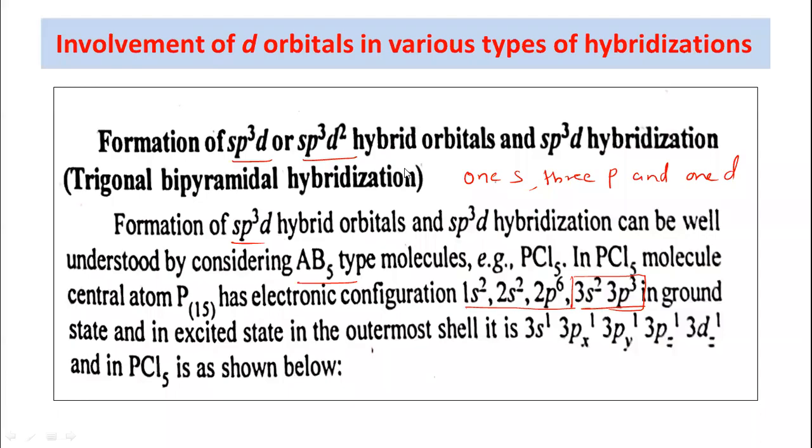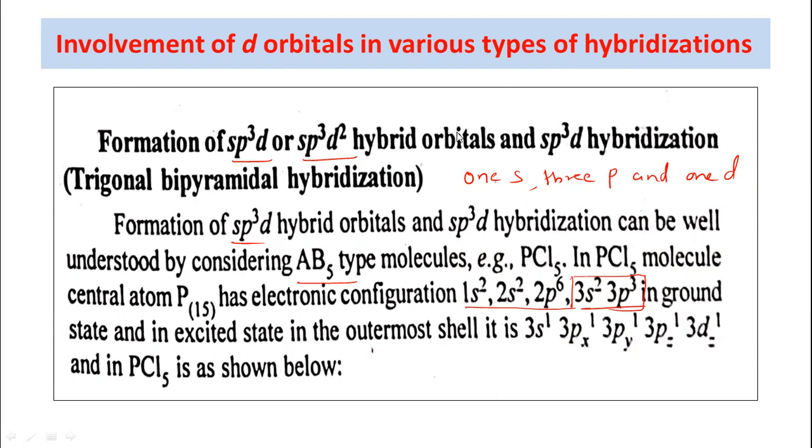In this lecture, I would like to discuss the involvement of d orbitals in various types of hybridizations. In the previous lecture, we already discussed some types of hybridizations and took some examples. So let us explain that concept once again. Formation of sp3d and sp3d2 hybrid orbitals, and sp3d hybridization.